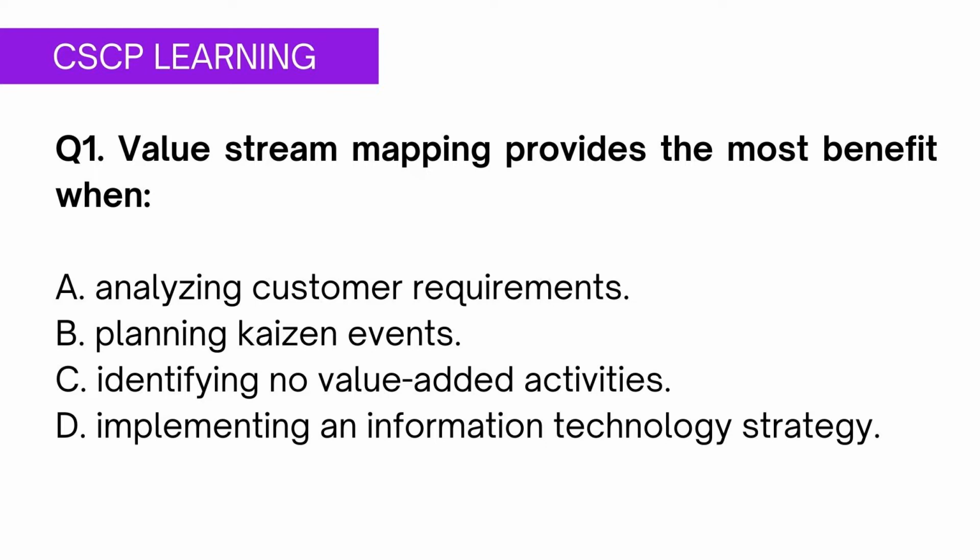Kaizen is a different term and it is somewhat related to value stream mapping. Kaizen is a Japanese term for improvement. It is a process of continuous improvement by involving everyone, like managers and workers. Since the question is about value stream mapping, therefore Kaizen is not relevant. This is not the correct choice. Let's move on to option C.